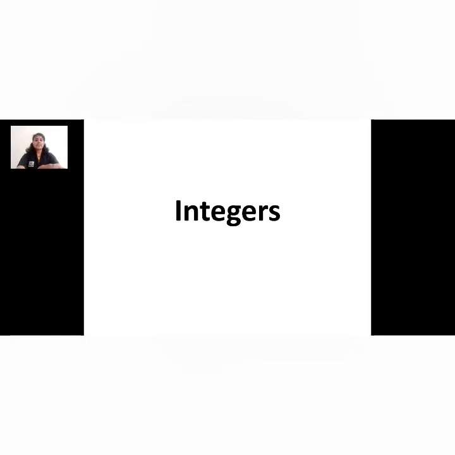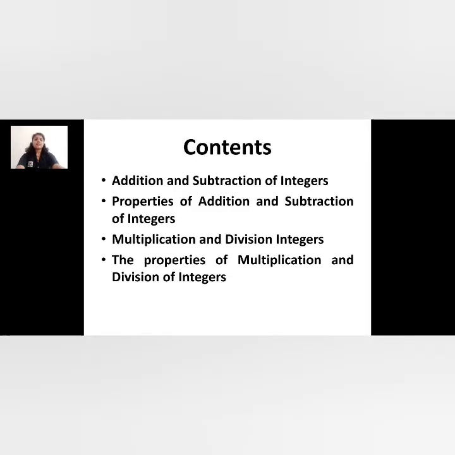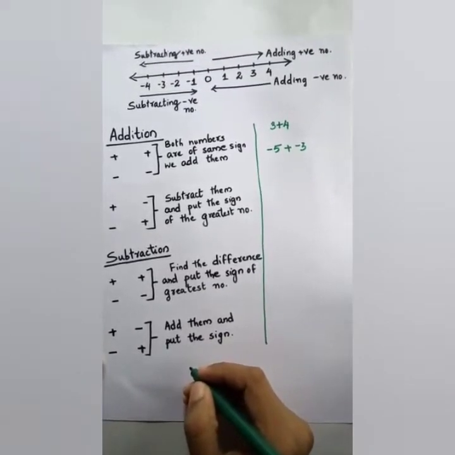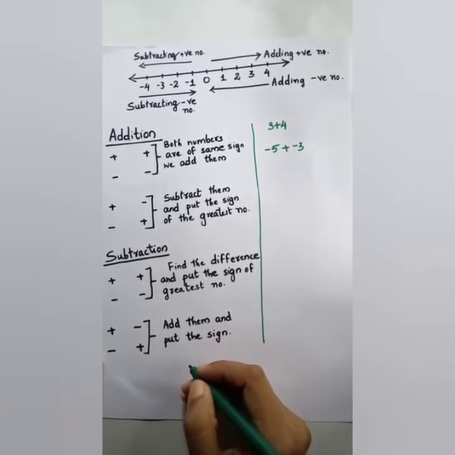In class 7, our first chapter is about integers. In this chapter, we will be studying the addition and subtraction of integers, properties of addition and subtraction of integers, multiplication and division of integers, and the properties of multiplication and division of integers. In today's section, we will revise the topic of addition and subtraction of integers.